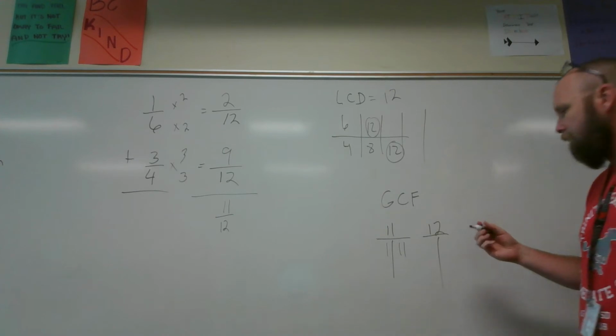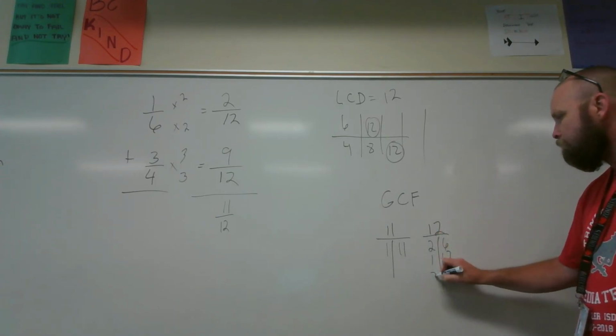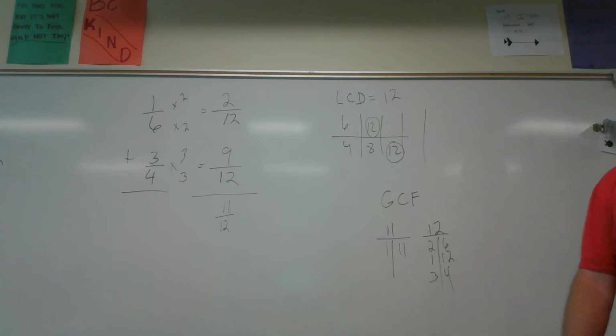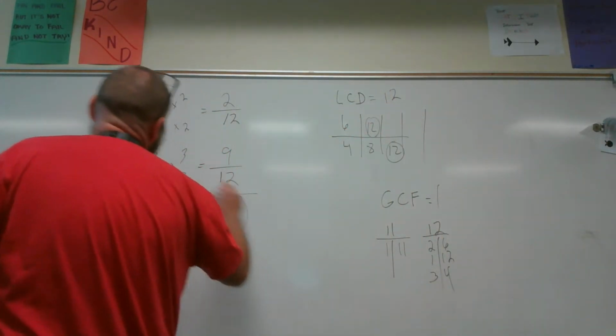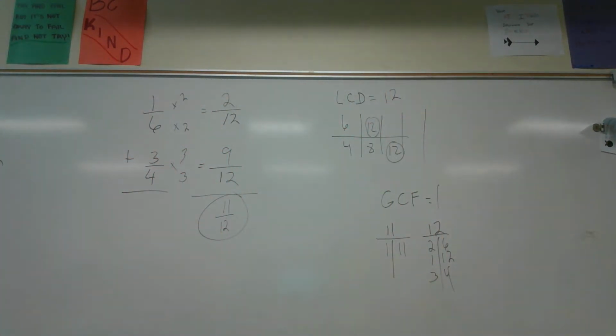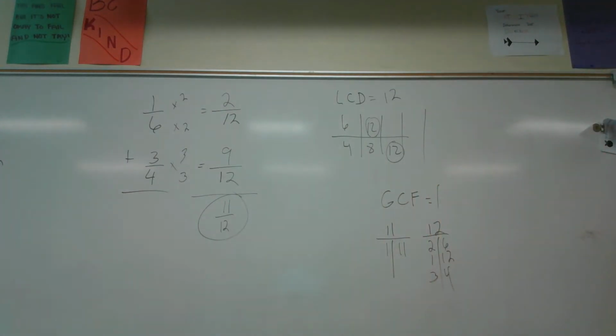Factors for 12, Rainy? 2 and 6. 3 and 4. And so what is the greatest common factor? 1. If the greatest common factor is 1, that fraction cannot be simplified, and it is already, I repeat, already in lowest terms. It is already simplified as much as you can. Questions on that? No? Good. Now we'll do one subtraction.